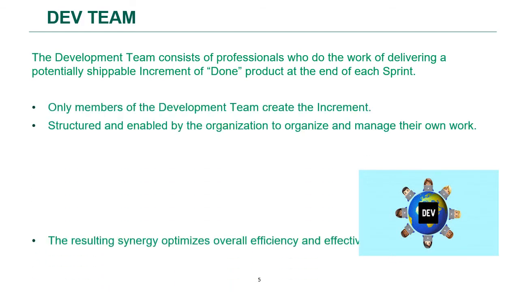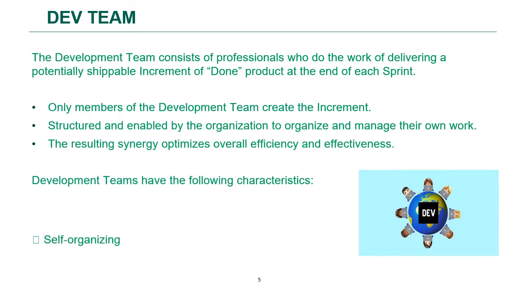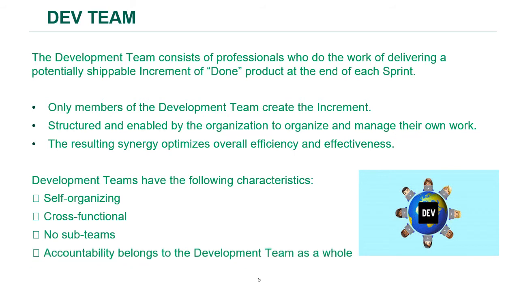The development team comprises the professionals who do the work of delivering a potentially shippable increment of the done product at the end of each sprint. They create the increment. The development team is structured and enabled by the organization to organize and manage their own work. Basically they are self-organizing in nature, so not even the Scrum Master will tell the development team to turn the product backlog into increments of potentially releasable functionality. It is only the development team who will do it.